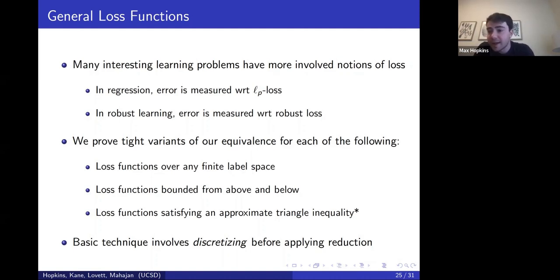So for instance, L2 loss would be a metric. It satisfies the triangle inequality, but square loss, where you don't take the square root, is not a metric. The triangle inequality is off by a factor of 2. But this is something we can deal with using this approximate triangle inequality. It's just something slightly more general. And I'll mention the basic technique: how am I going to deal with infinite label classes? Naively, there's a problem, right? If I run my reduction, how does it work? When I build a non-uniform cover, I run over all possible labelings. And if there are infinitely many possible labelings, I get an infinite object. I don't get a bounded non-uniform cover. That's problematic for then learning the cover. So what you do is you discretize the class before you try to apply the reduction.